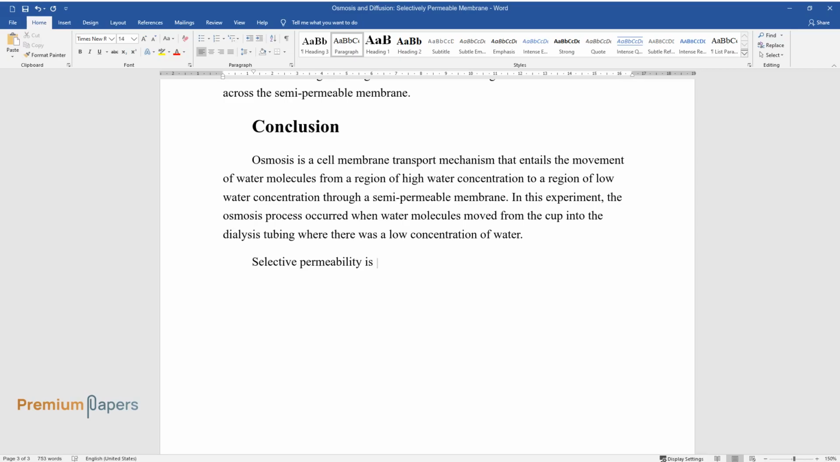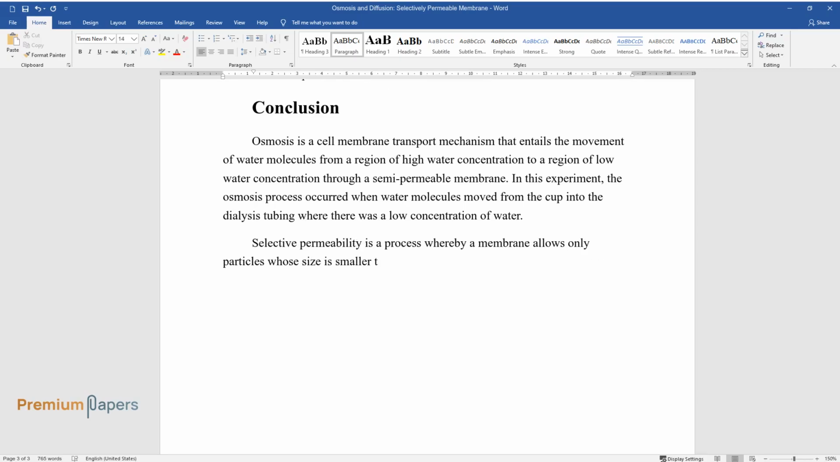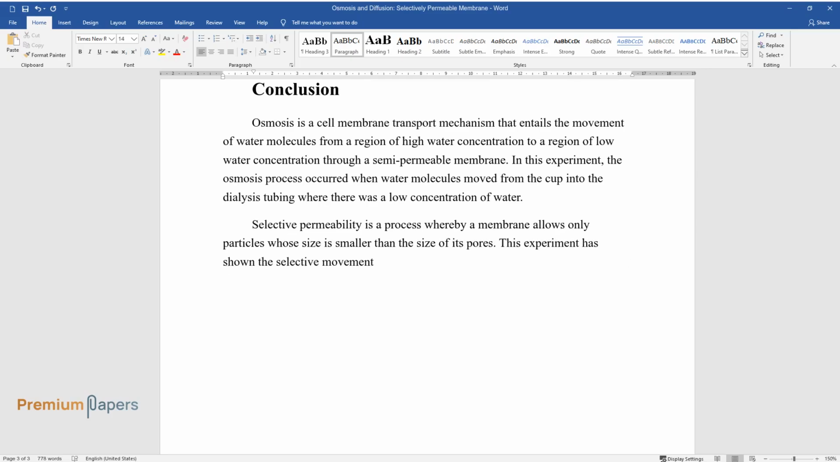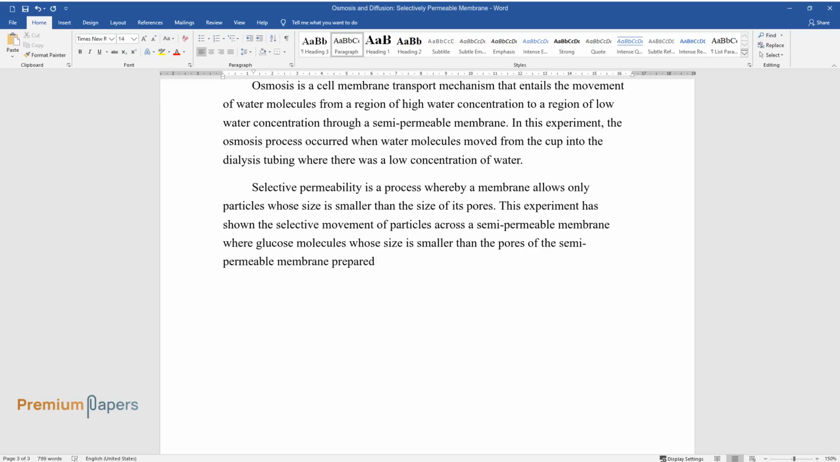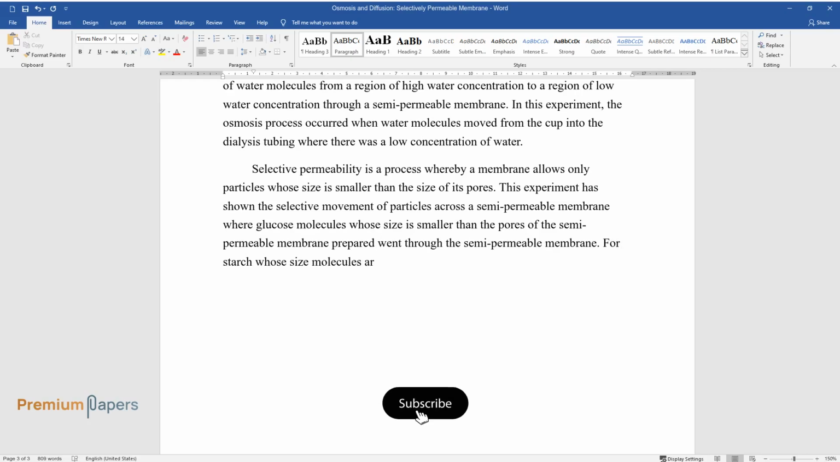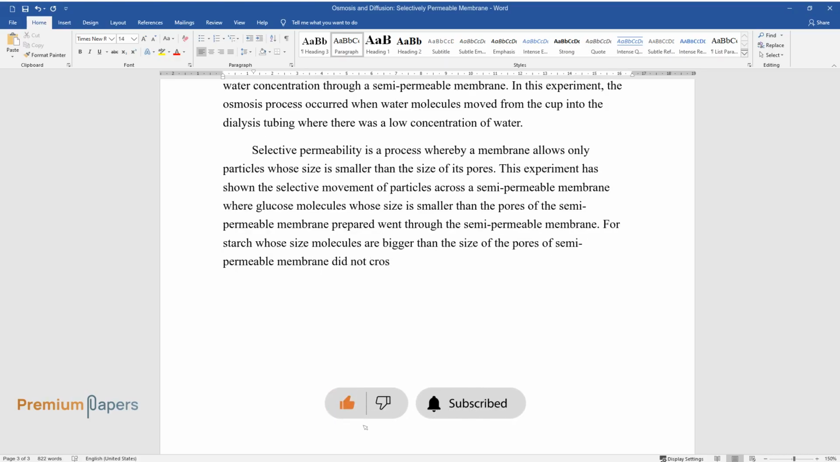Selective permeability is a process whereby a membrane allows only particles whose size is smaller than the size of its pores. This experiment has shown the selective movement of particles across a semi-permeable membrane where glucose molecules whose size is smaller than the pores of the semi-permeable membrane prepared went through the semi-permeable membrane. Starch, whose molecules are bigger than the size of the pores of the semi-permeable membrane, did not cross the membrane. It was selectively blocked from passing.